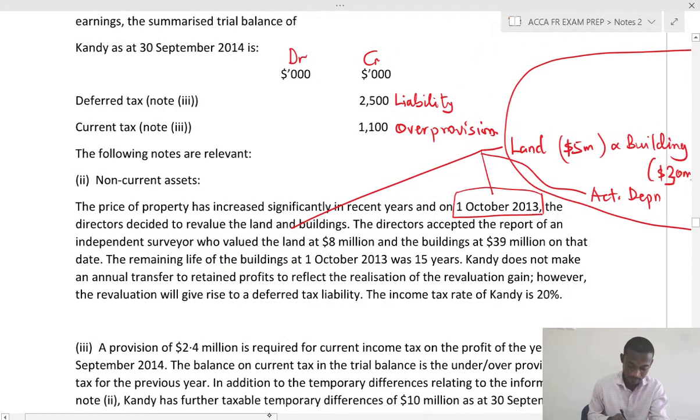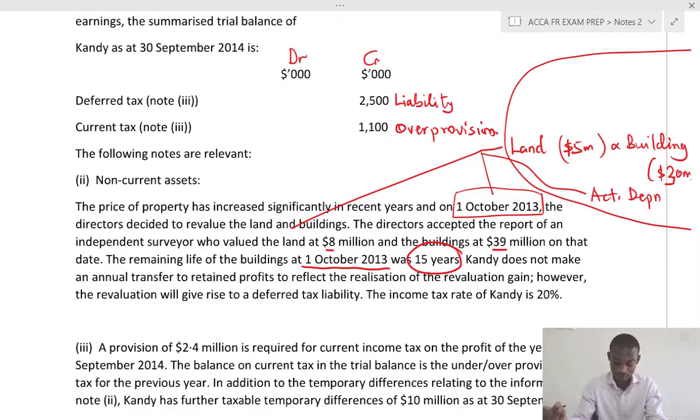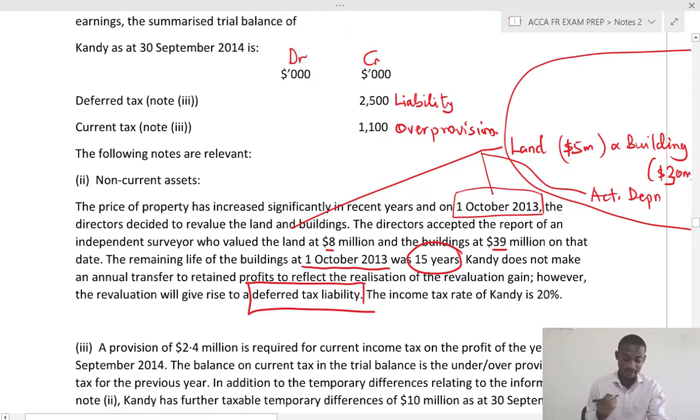Now, let's accept the report of an independent surveyor who valued the land at 8 million, the building at 39. On that date, the remaining life of the building at 1st October 2013 was 15 years, and that will be for depreciation. Candy does not make an annual transfer to retained earnings to reflect the realization of the revaluation gain, and this we have covered in one of our earlier videos on this channel. Now, however, the revaluation will give rise to a deferred tax. So this is the focus of this question. It will give rise to a deferred tax liability, and the income tax is at 20%.